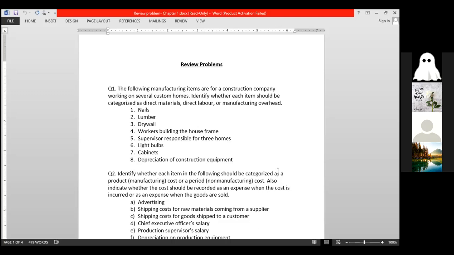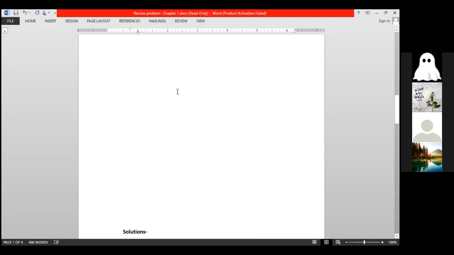It is a replacement cost, that is money set aside by the company to buy new construction equipment when this one stops working. Okay, so those are the answers. If you want, I can write them here. Or should I write them somewhere else?